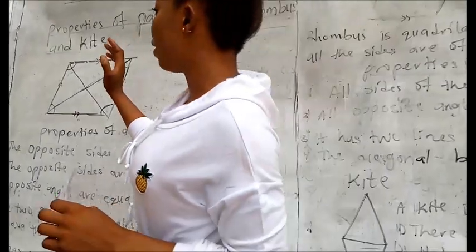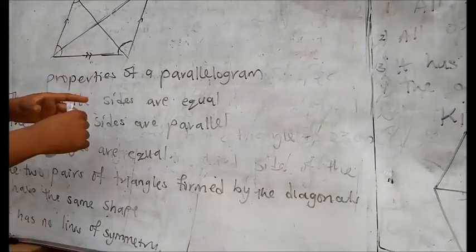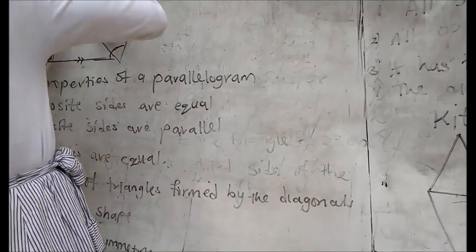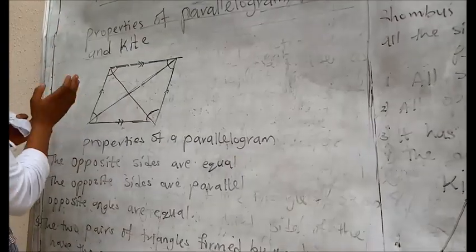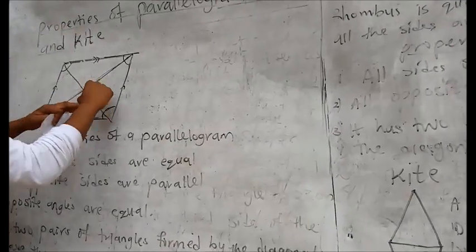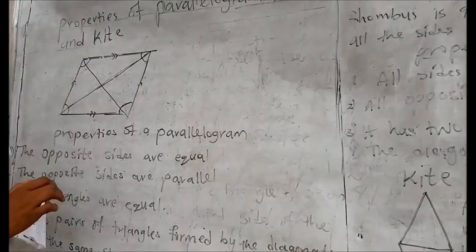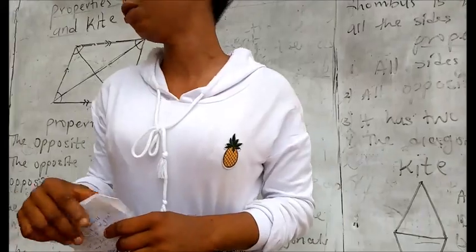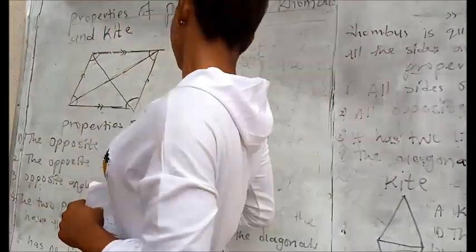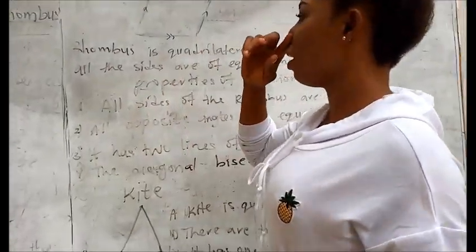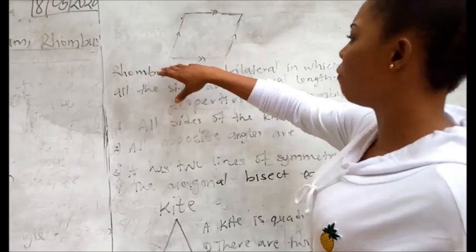But when it comes to parallelogram, the reason why we said it has no line of symmetry is because if I fold this, or if I use scissors to cut this, you find that the parts are not equal. That is why it has no line of symmetry. Then the second quadrilateral that we have is rhombus.